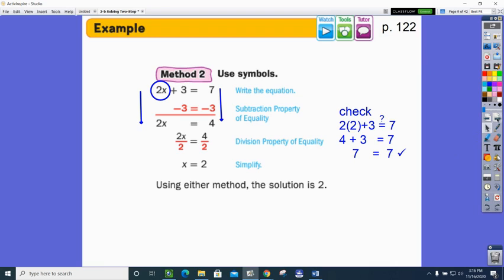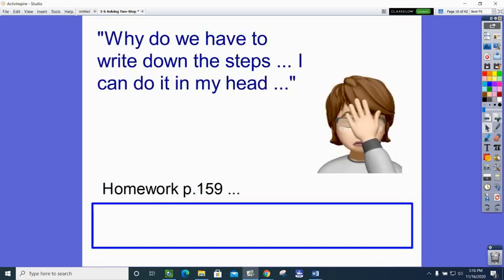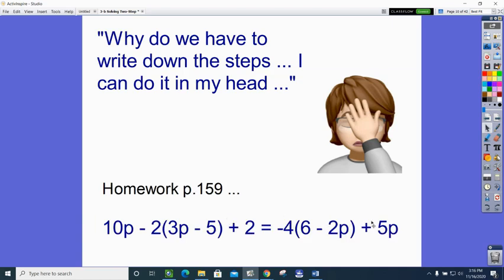Now, I know some of you are saying right now, do I really have to show these steps? And here's my reaction. It's a big face slap. Why do I have to write down these steps? I can do it in my head. Okay, I'm going to show you a problem we're going to do in the future. It's on page 159, and it looks like this. Now, this one, I don't think you can see what P is in your head. So just trust me, believe it or not, we're going to get to this, just not yet.